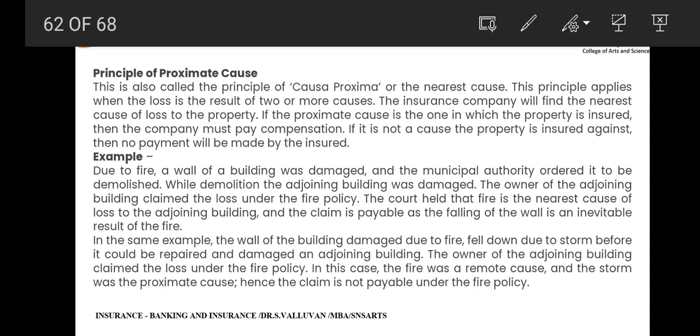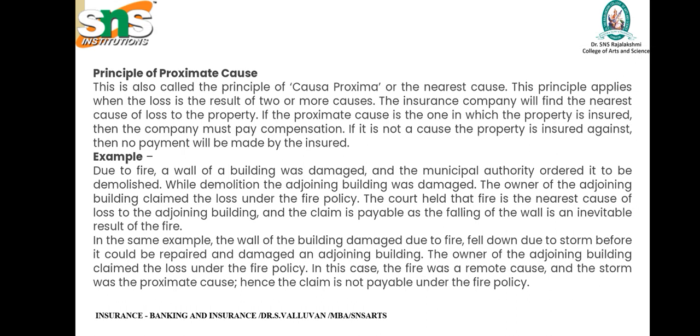Next is the principle of proximate cause. This is also called the principle of causa proxima, or the nearest cause. This principle applies when the loss is a result of 2 or more causes. The insurance company will find the nearest cause of loss to the property. If the proximate cause is the one against which the property is insured, then the company must pay compensation. If it is not the cause the property is insured against, then no payment will be made by the insurer.